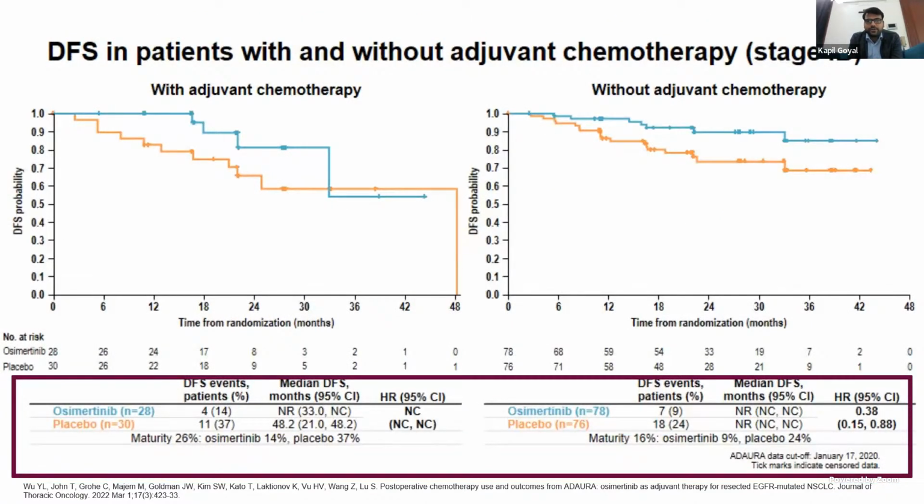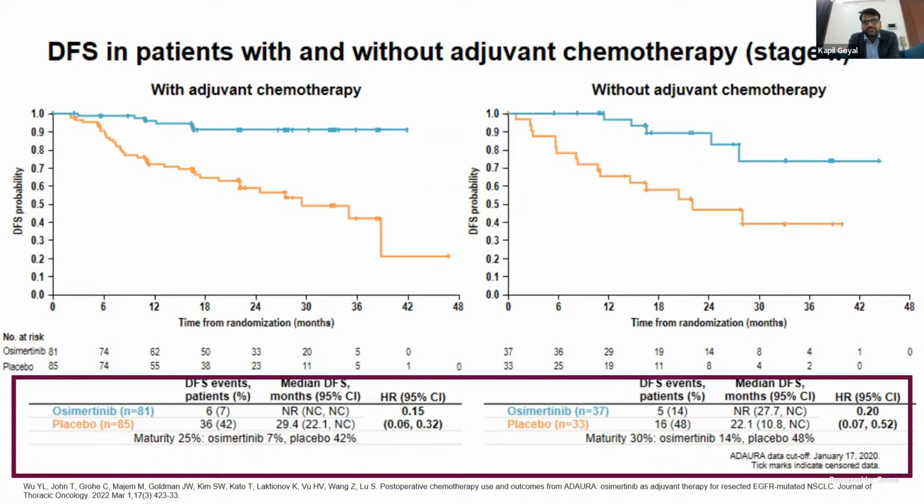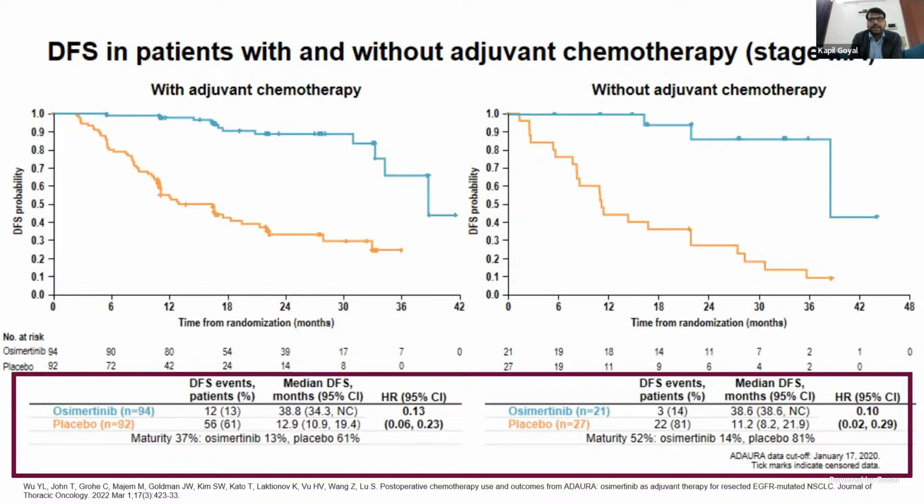If we look particularly at stage 1B, with or without adjuvant chemotherapy, the benefit of osimertinib was there, with the hazard ratios not reached. If we look at stage 2, the similar story, the benefit of osimertinib was there. And in stage 3A also, the median DFS was reached in both the arms. That was 39 months in the osimertinib arm versus 13 months in the placebo arm. In patients who did not receive any adjuvant chemotherapy, it was 38 months versus 11 months.